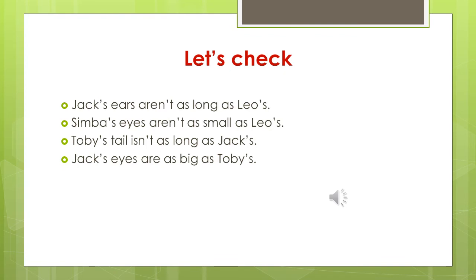Now let's check. Jack's ears aren't as long as Leo's, as Leo's ears are longer. Simba's eyes aren't as small as Leo's, as Leo's eyes are smaller. Toby's tail isn't as long as Jack's, as Jack's tail is longer. Jack's eyes are as big as Toby's. They have eyes of the same size.